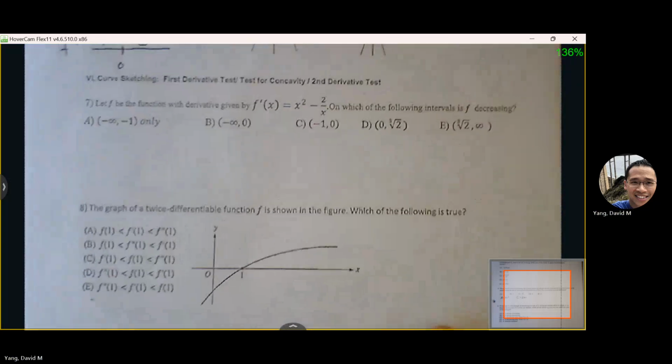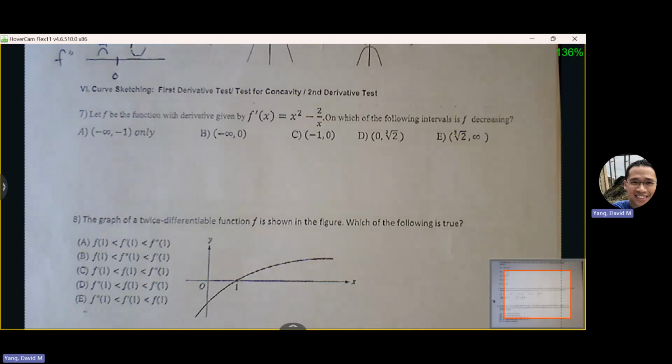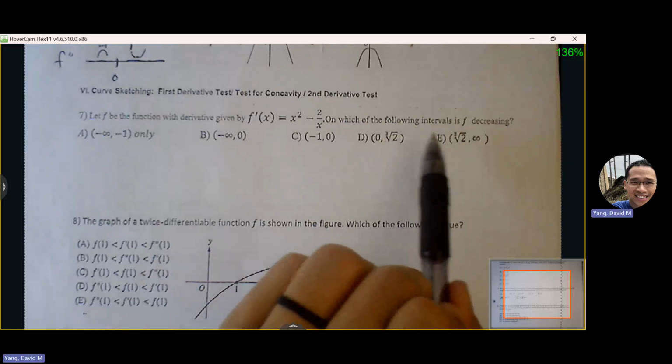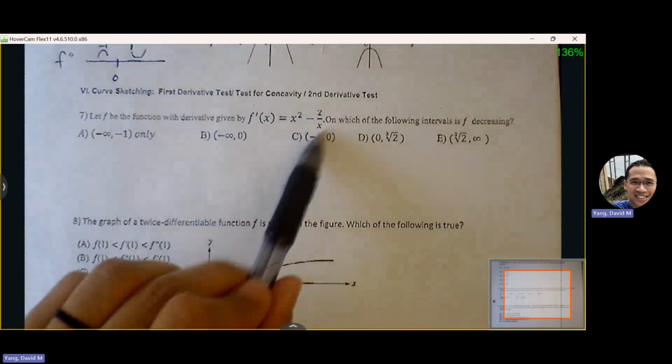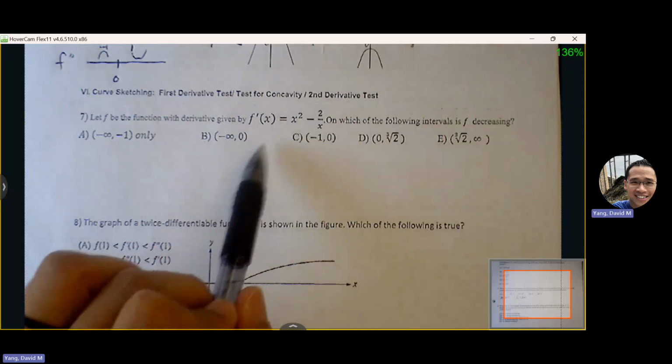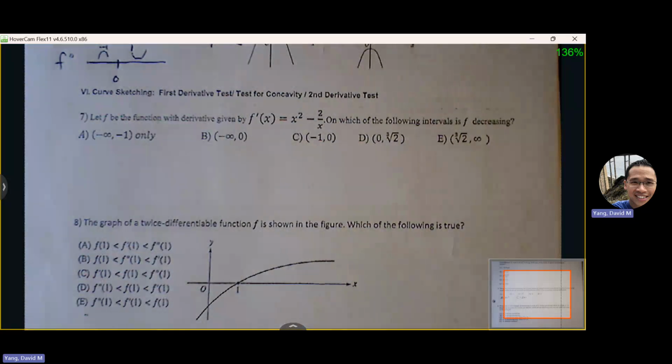Okay, number 7. Let f be the function with a derivative given. Which of the following is the interval decreasing? So let's create our slope sign line, get all of our information, and then if we can create our slope sign line, our first derivative test, we should be able to look at our slope sign line and have an idea where our graph is rising and falling.